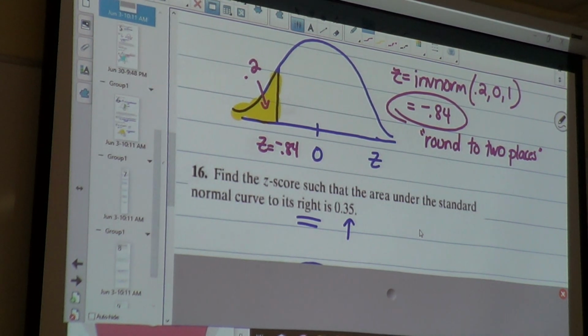Find the z-score such that the area under the standard normal curve to the right is 0.35. To the right is 0.35. Give me the z-score to 2 places. What is the z-score to 2 places? Good.